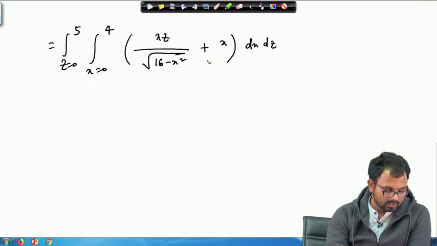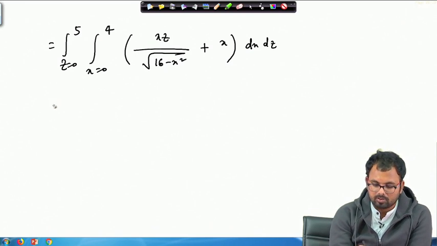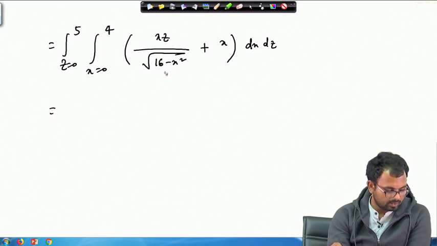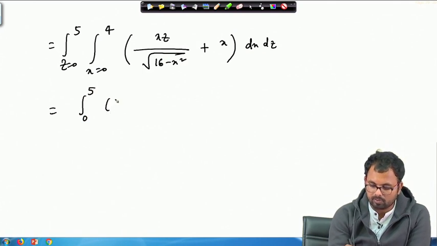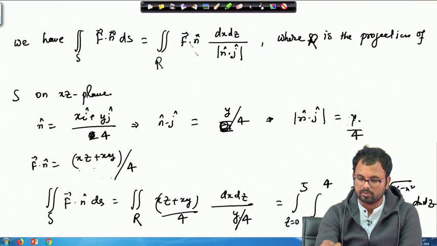So, we basically do the integration with respect to x first, and this one will be x square by 2, and this one will be, if we substitute this equals to z, just square root of z and all that. So, doing simplification from here is not complicated. So, we will basically at the end obtain the integral from 0 to 5 of 4z plus 8 times dz, which is equals to 90. So, this is the required surface integral.